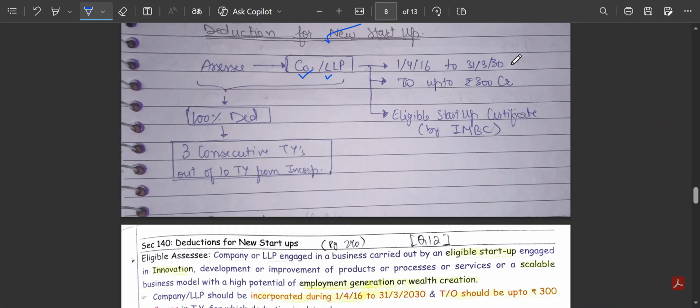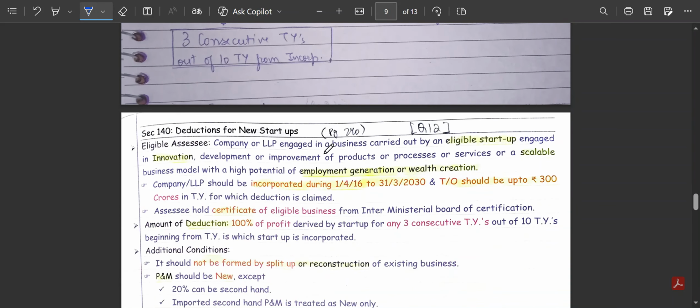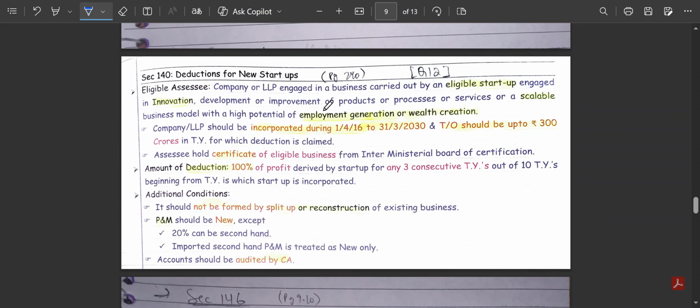That firstly, it should be incorporated between this date in 2016 up to 31.3.2030. Then the turnover should be up to 300 crore in the year in which it is claiming deduction. And then it should have that eligible startup certificate by IMBC. It's like that certificate issued by DPIIT. Here are the conditions in detail.